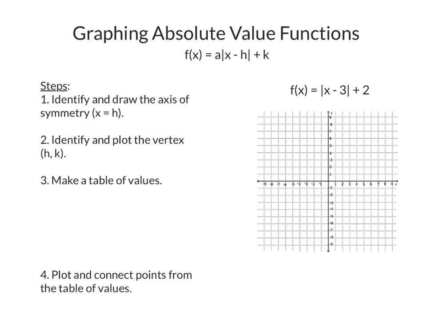f of x equals the absolute value of the quantity of x minus 3, plus 2. Well, I can identify that 3 is in the position where my h is. So my axis of symmetry is the line x equals 3.